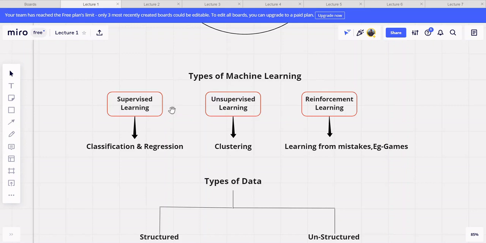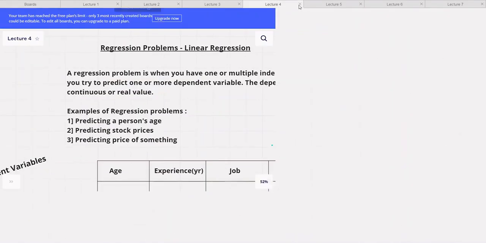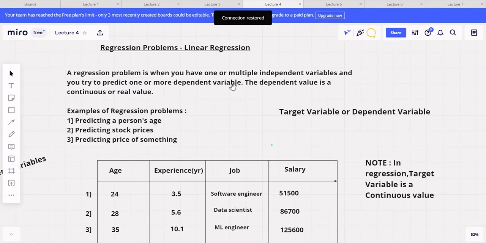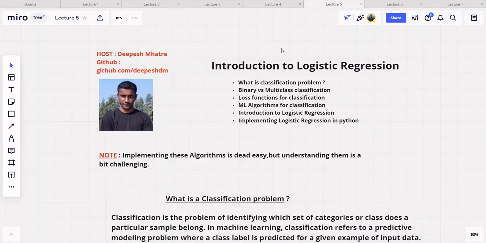Now we already saw in our fourth lecture what a regression problem is, and we also looked into linear regression, which is a model that we can use to solve regression problems. Okay, so now in this fifth lecture we'll be looking into the classification problem, and we'll also see how we can solve a classification problem using logistic regression.